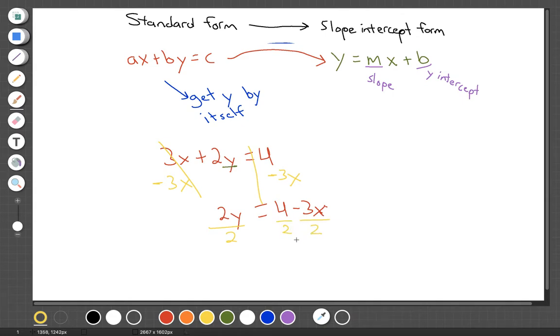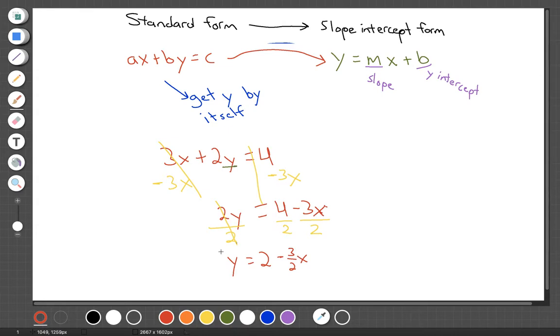We saw this on a few problems a little bit ago when we did literal equations. When you divide that, there are multiple terms, so you've got to divide it everywhere. So 2 divided by 2 cancels out, and you've gotten your y by itself. 4 divided by 2 is 2. Negative 3 over 2x, or negative 3x over 2. We're going to leave that because this is the slope.